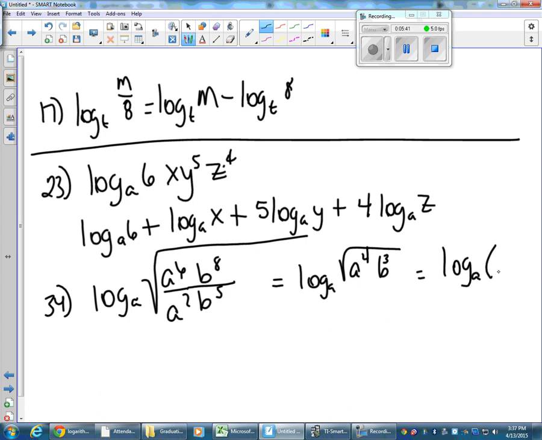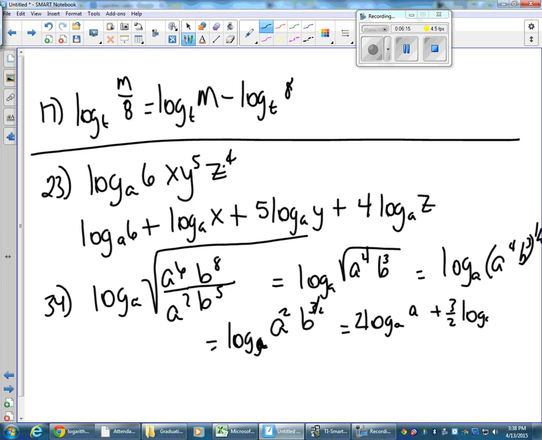So really that's a to the 4th and b cubed, to the 1/2, which would be log base a of a to, if I have a 4 and then a 1/2, that's going to be squared. If I have a cubed and a 1/2, that's going to be a 3/2. I can't really do anything with that. So I am going to bring the 2 to the front, 2 log base a of a, plus, I'm going to bring the 3/2 to the front, log base a of b.